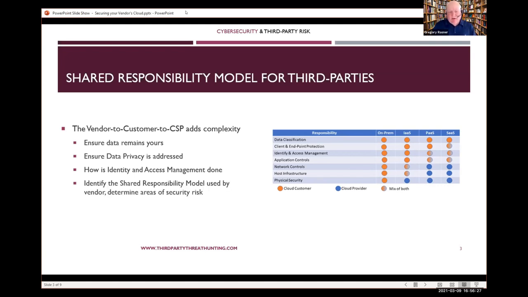And then, of course, you could do this first or last, but you need to identify the shared responsibility that's being used by your vendor. So if your vendor is using the cloud vendor for PaaS, establish that shared responsibility and understand with them how they're taking ownership of the areas that they're supposed to handle as the cloud customer in this case.